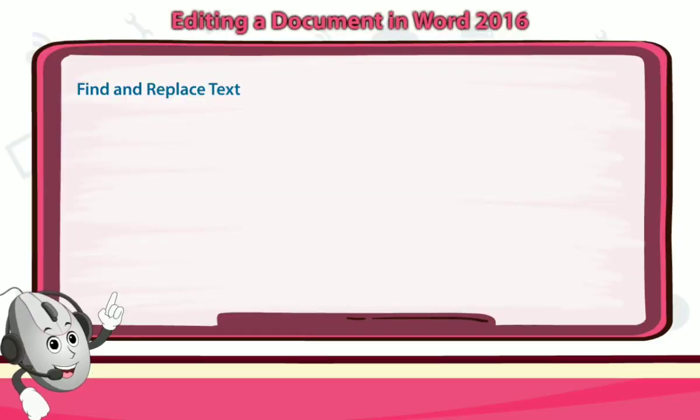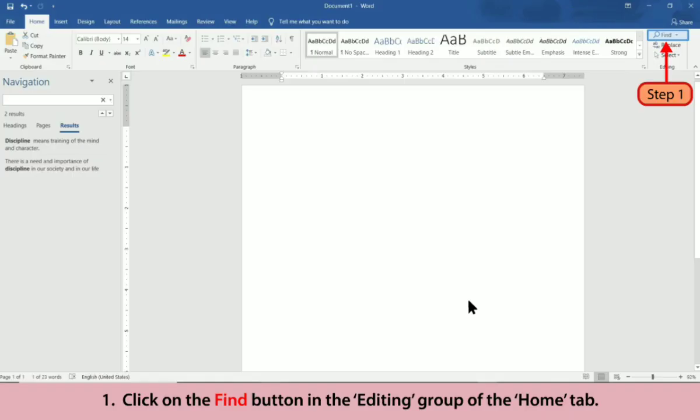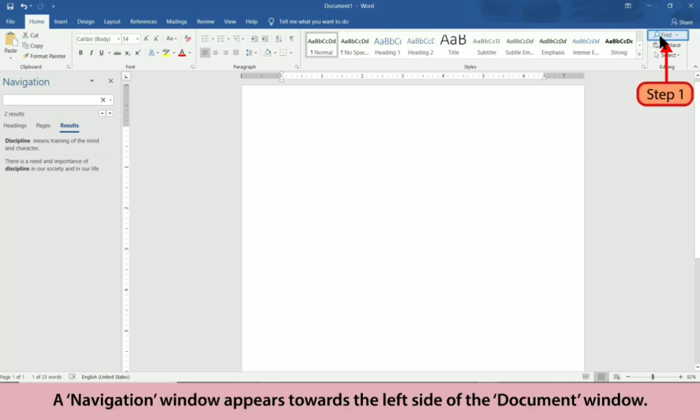Find and replace. Find means if you want to find a particular word or particular spelling, and replace means if you want to change that word or phrase with another word or phrase. So let's learn. Click on the find button. It is on the Home tab and in the Editing group. Here we have the find button.